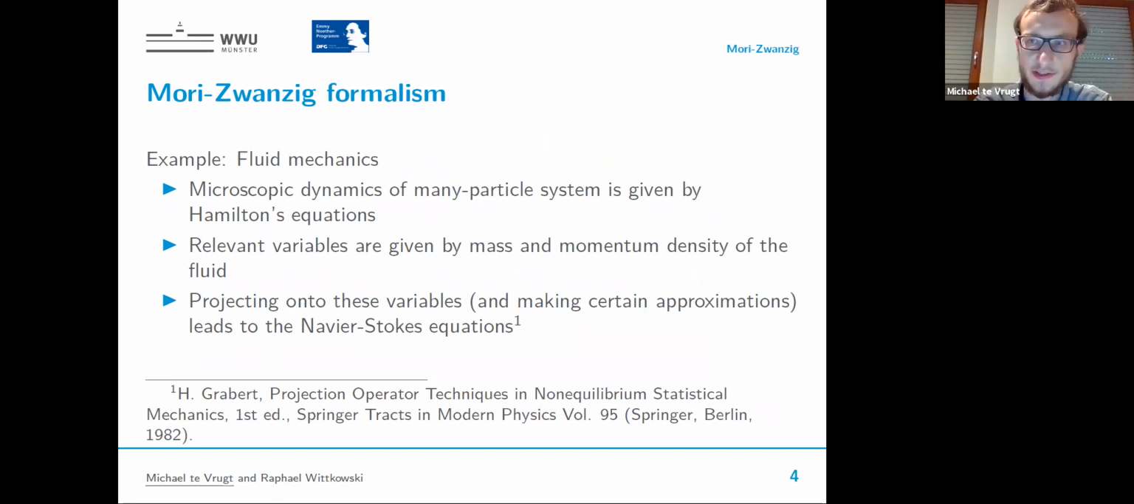So a standard and very instructive example is fluid mechanics, namely the derivation of the Navier-Stokes equation. So you start with the microscopic dynamics of a fluid given by Hamilton's equations. You say, okay, I'm not interested in where every single particle is and what its momentum is. I just want to know the total mass density and the total momentum density. So I choose this as my relevant variables, and I apply a suitable projection operator. I make some standard approximations, and then I pretty directly get the Navier-Stokes equations. And that, of course, shows what a powerful formalism this is.